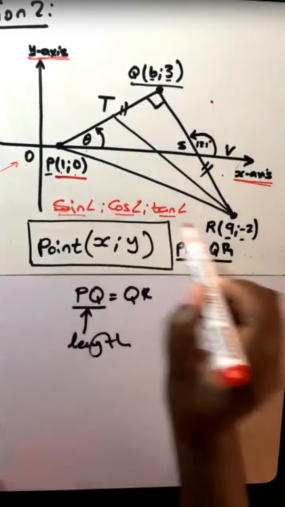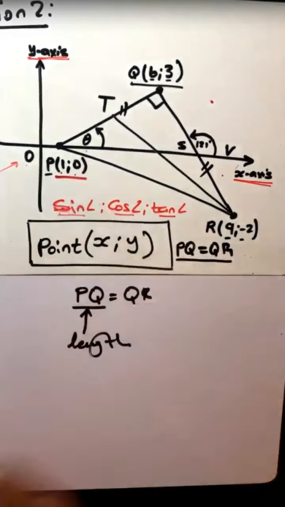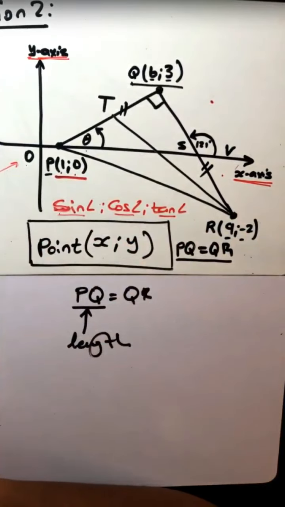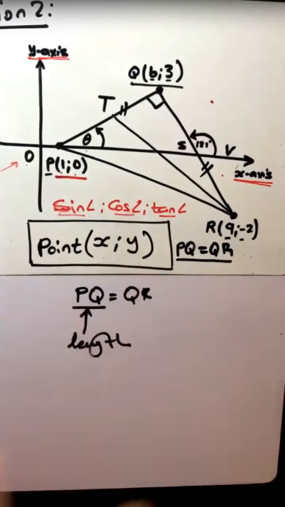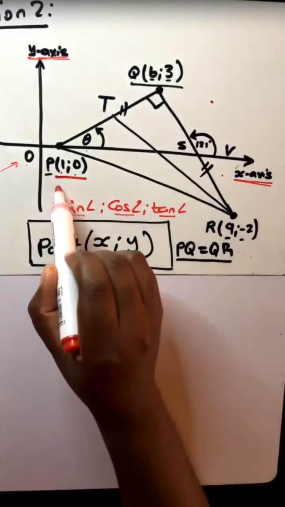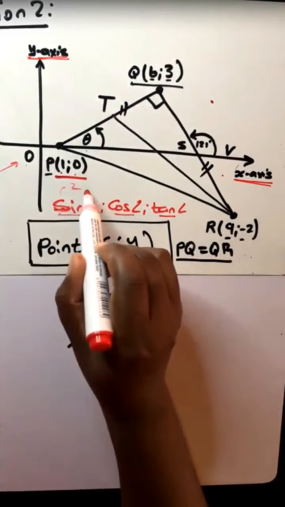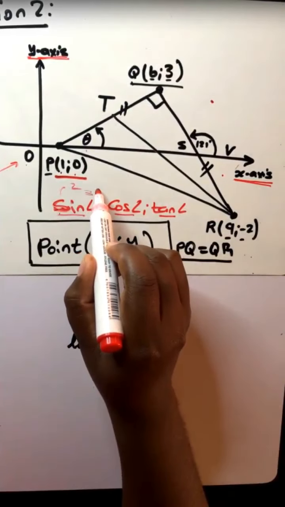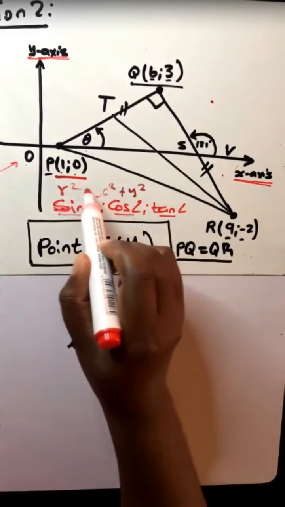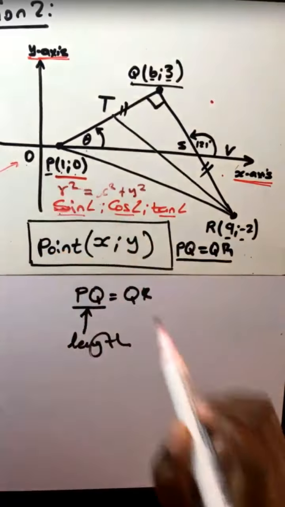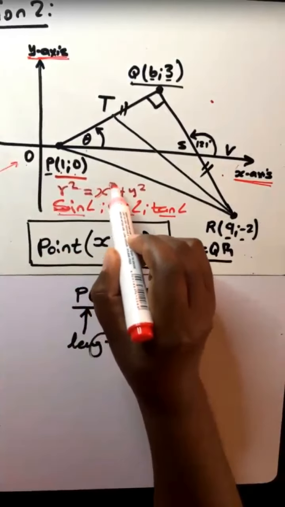In addition to this, let me say only, listen to this, in capital letters, only when you are dealing with a right angled triangle, that's when you can use these trig ratios. And in addition to that, you can also use the theorem of Pythagoras, which says r squared is equal to x squared plus y squared. Very, very important, ladies and gentlemen, that you are aware of this information.